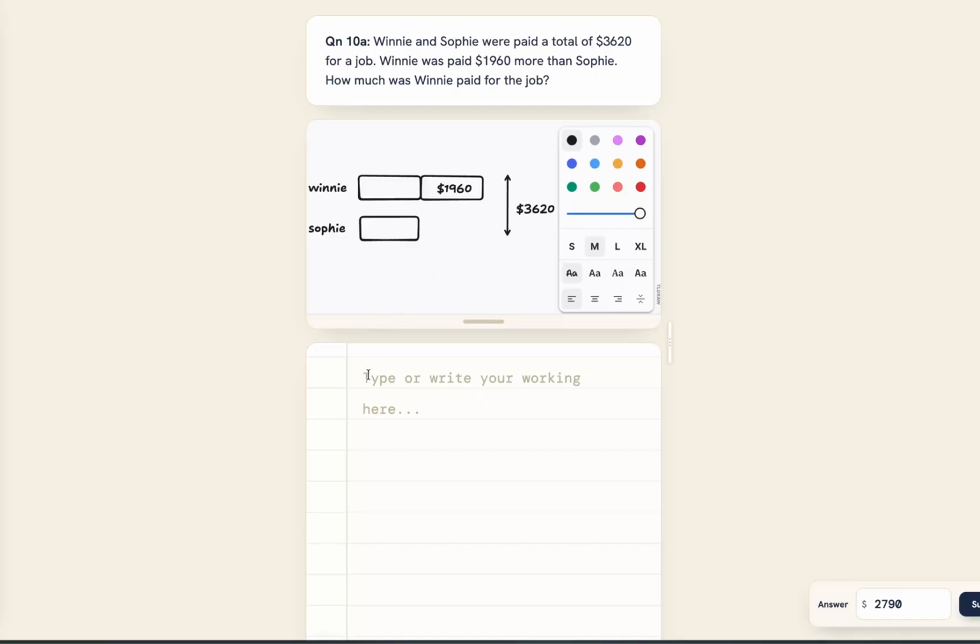So in a sense, we have 1 unit for both Winnie and Sophie. So that means 1 unit over here will then be 3,620 minus 1,960, and then we divide it by 2. This will be equal to $830. So Winnie is equal to 1 unit plus 1,960, equal to 830 plus 1,960, and this will be equal to $2,790. Okay, there you go.